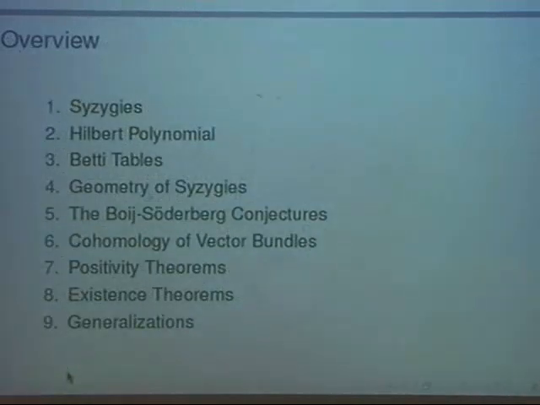To give you an idea of what you have to suffer through: first, syzygies, Hilbert polynomial, Betti tables. Then I talk about the geometry of syzygies as a side. And then I come to the real topic of the talk, the Boij-Söderberg conjecture, of which I will outline a proof further on. Then cohomology of vector bundles: we give a nearly complete classification of what the cohomology table of vector bundles can be. I will be more precise later on. And then we have a positivity result, existence theorems, and generalizations.